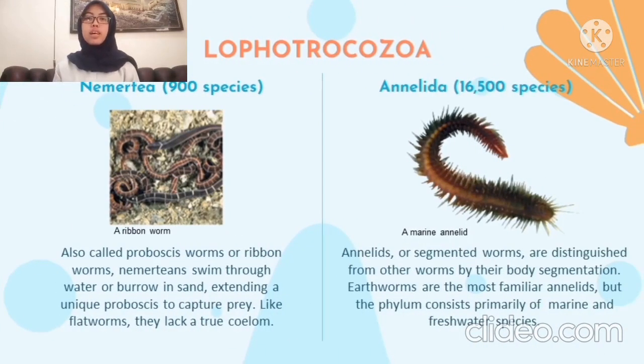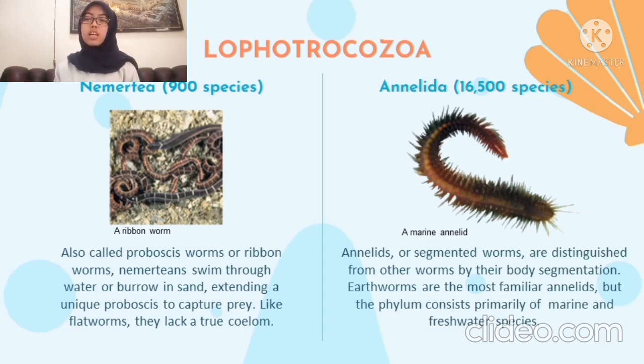Here we have Nemertea and Annelida. Nemertea includes 900 species. As you can see in the left picture, those are ribbon worms. Nemerteans, also called proboscis worms or ribbon worms, swim through water or burrow themselves in sand, extending a unique proboscis to capture prey. Like flatworms, they lack a true coelom.